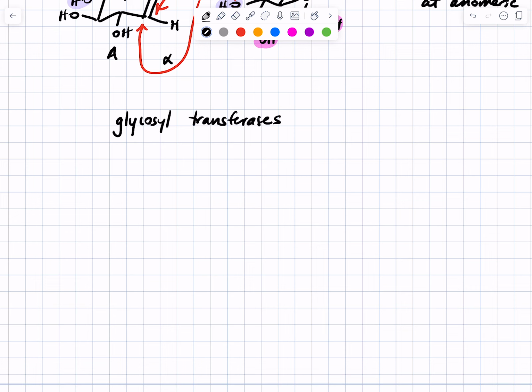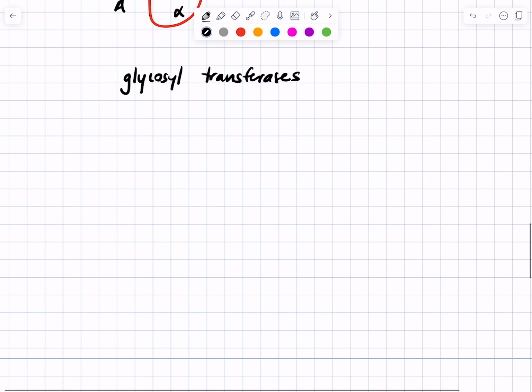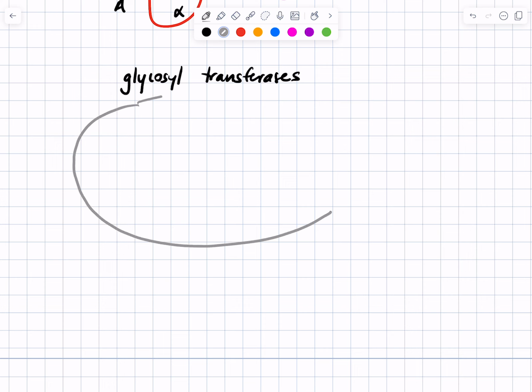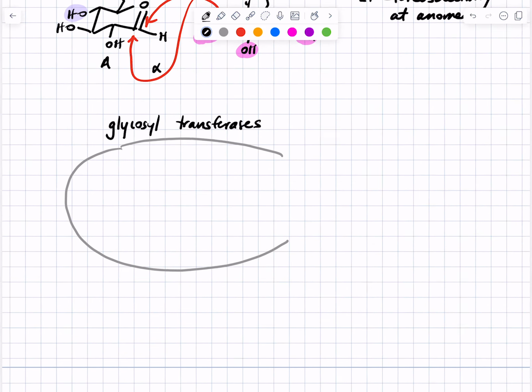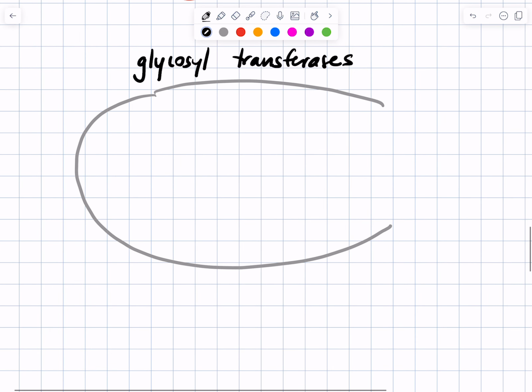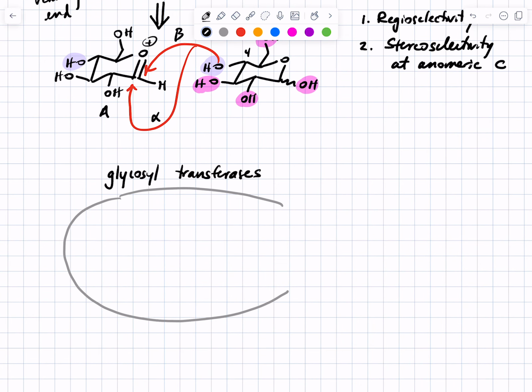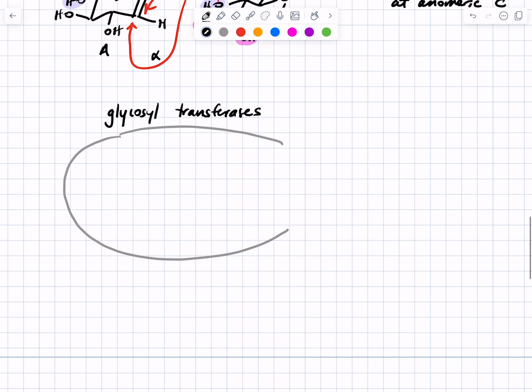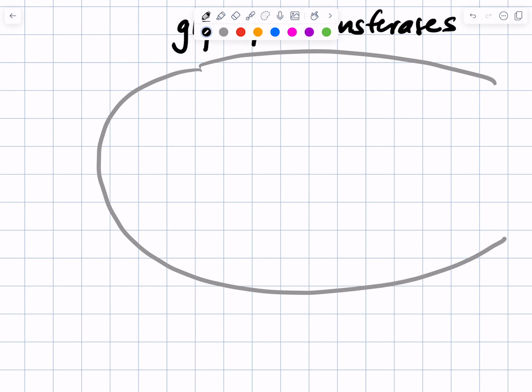You'll learn about them in biochemistry. And nature solves the regioselectivity problem with the enzyme active site. The enzyme active site is a pocket in an enzyme that brings two things close together. It brings subunit A close to subunit B in exactly the right orientation such that it's only the C1 hydroxyl that can attack subunit A, and it can only attack from above. So let me show you an example of how nature does this.